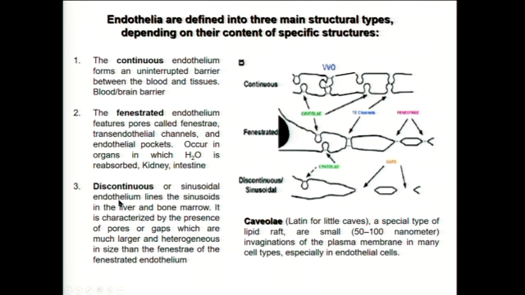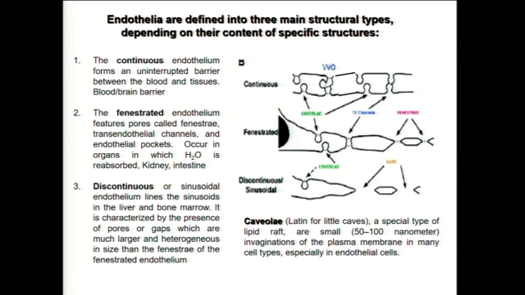Then we have discontinuous endothelium. It's also referred to as sinusoidal endothelium. And that's characterized by large gaps between endothelial cells. Why do you think that would be? To allow things to leave the circulation or enter the circulation very easily. So the liver is always absorbing materials from the circulation.